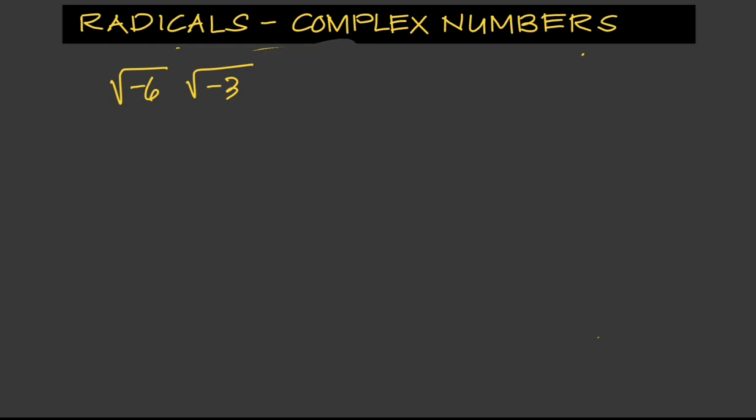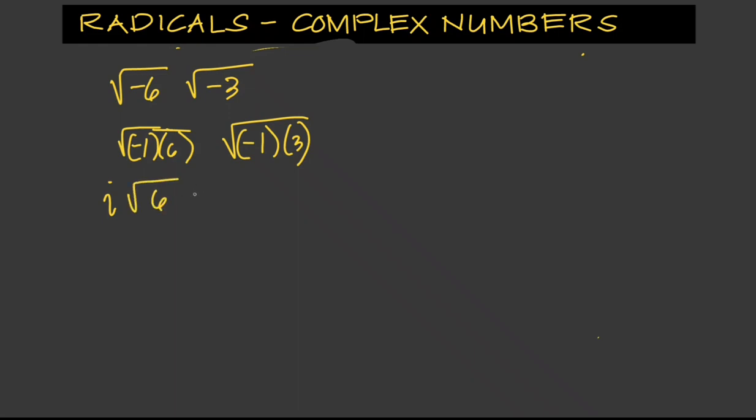We just simplify the negatives first, so bringing i out of the radicals. So we can write this as the square root of negative 1 times 6, times the square root of negative 1 times 3. We bring i out of the radicals, so this would just be equal to i square root of 6 times i square root of 3. And i times i is just i squared.